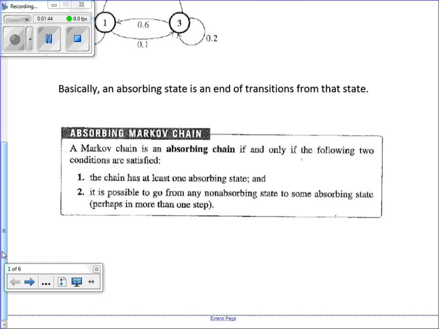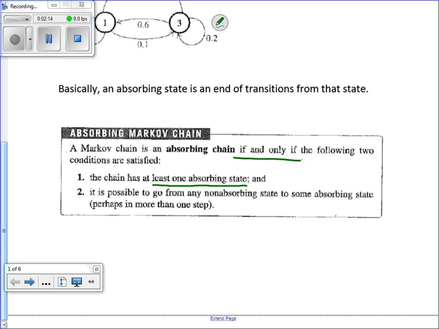The properties of an absorbing chain. A Markov chain is an absorbing chain if and only if these things happen, and there are 2 conditions. First, the chain has at least one absorbing state. You can have more, but you have to have at least one of them. So in the case of the one above, we've got 2 going back to 2.